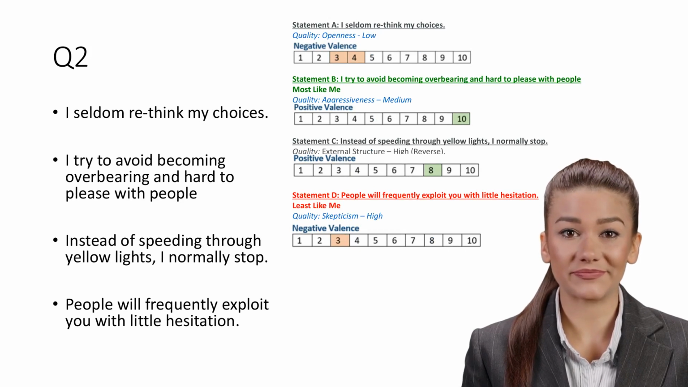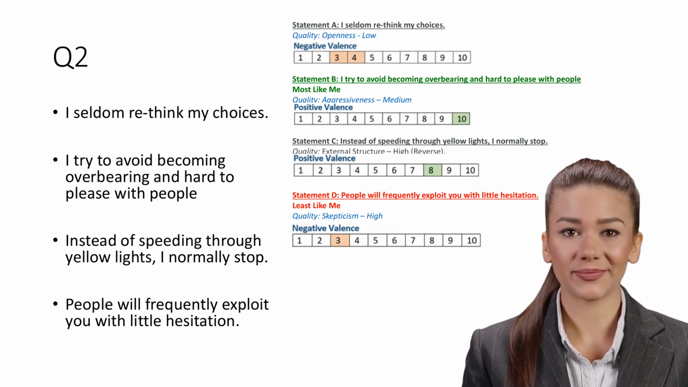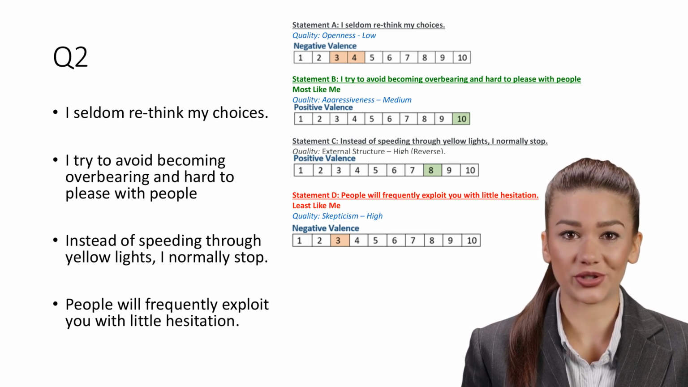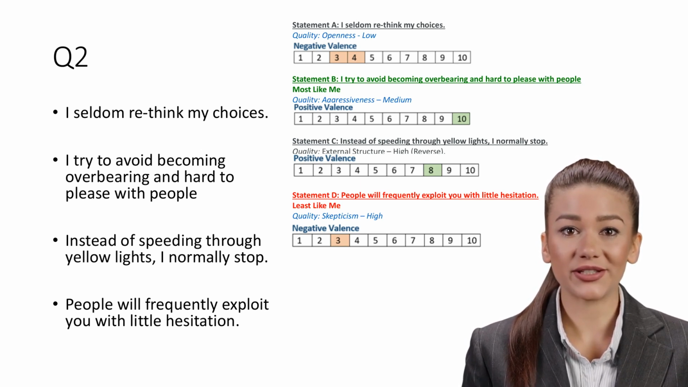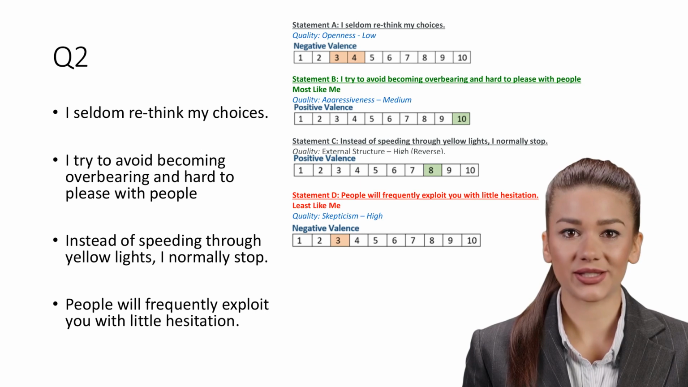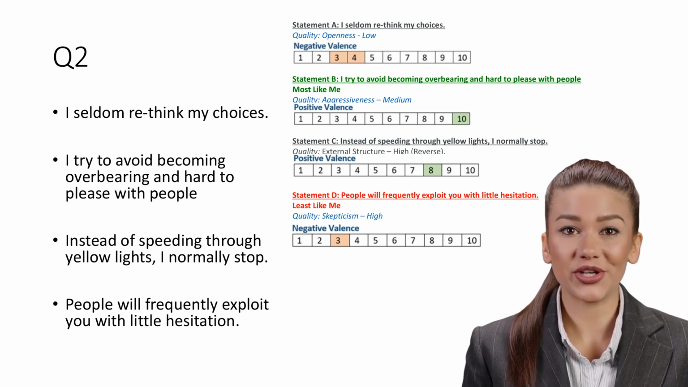Question 2. Statement A. I seldom rethink my choices. It evaluates quality, openness, low. Those with low openness scores are often preoccupied with their own approach to business and do not opt for rethinking their decisions. The right balance is to rethink mistakes to ensure they do not recur, but without anxiety or overfocus.